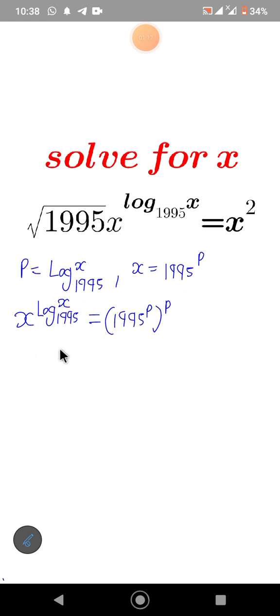Then the next thing I said is that x raised to the power of log x base 1995 will be equal to 1995, P multiplied by P will give us P square. Power multiplied by power.